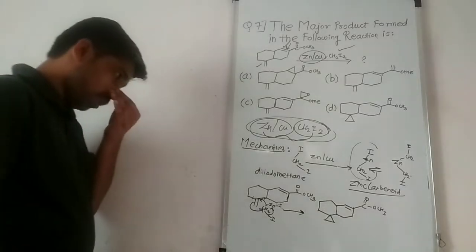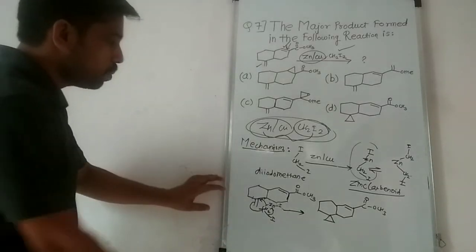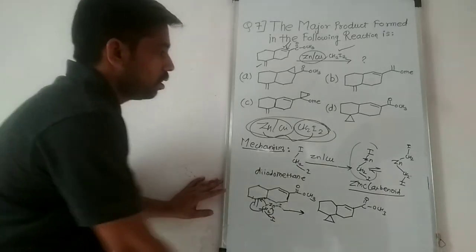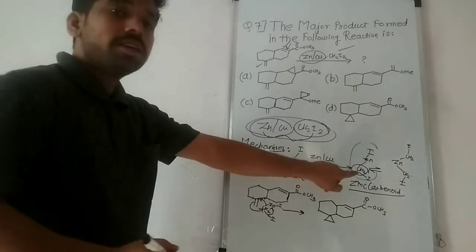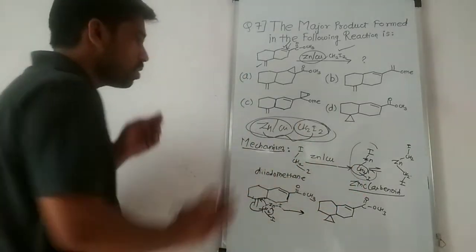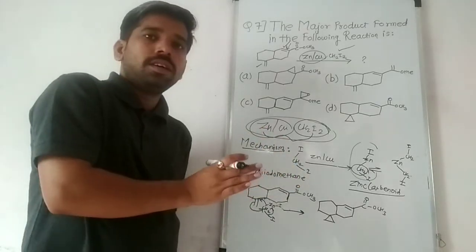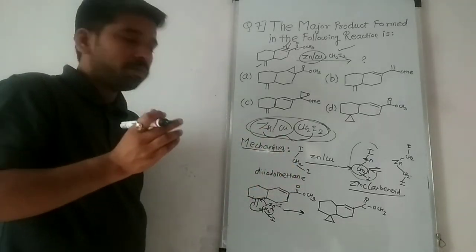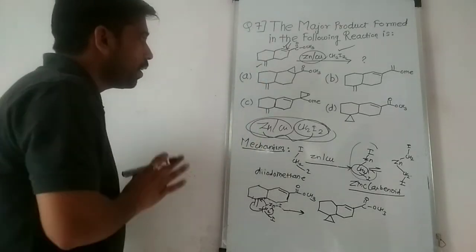Now this is a concerted mechanism, and the carbene in the zinc carbenoid is a singlet carbene. Looking at this mechanism, the carbene involved in this reaction is not a free carbene. This is all about this reaction.